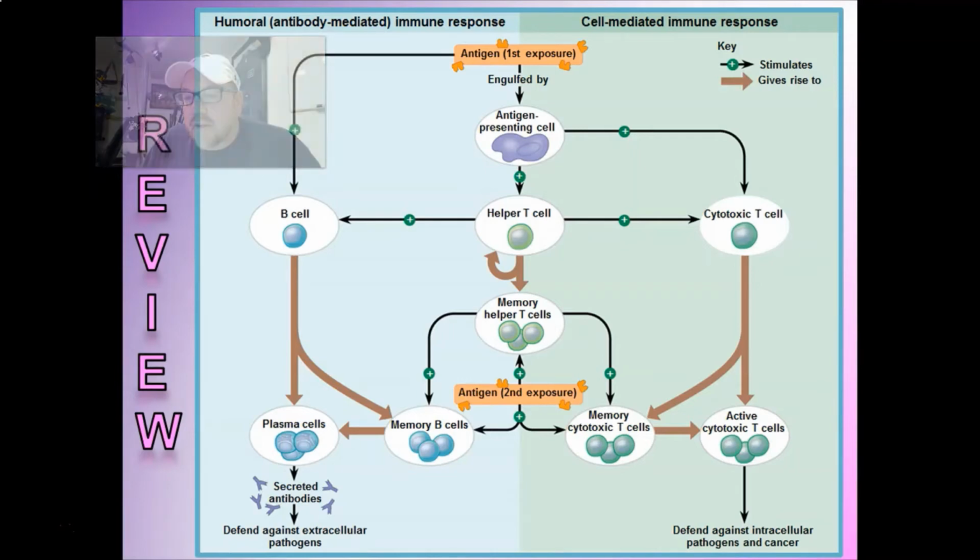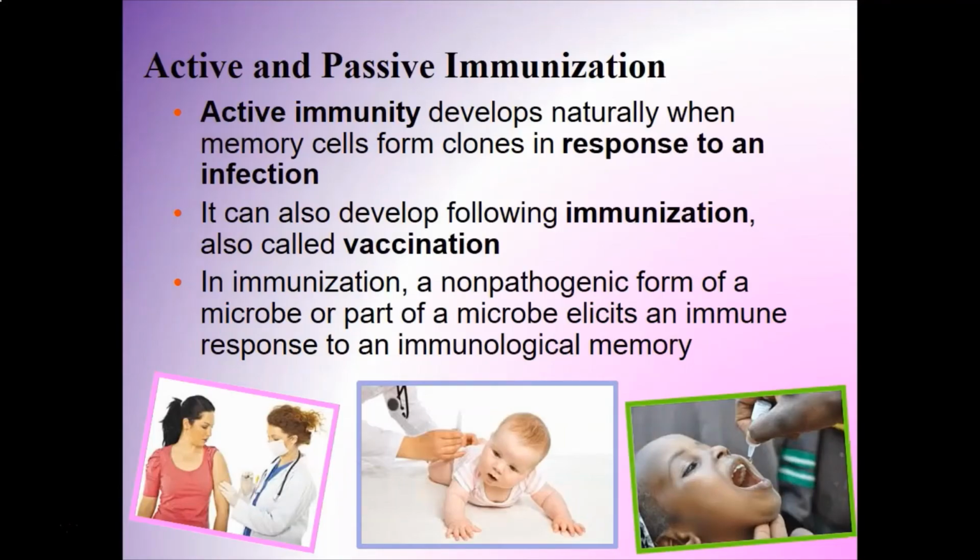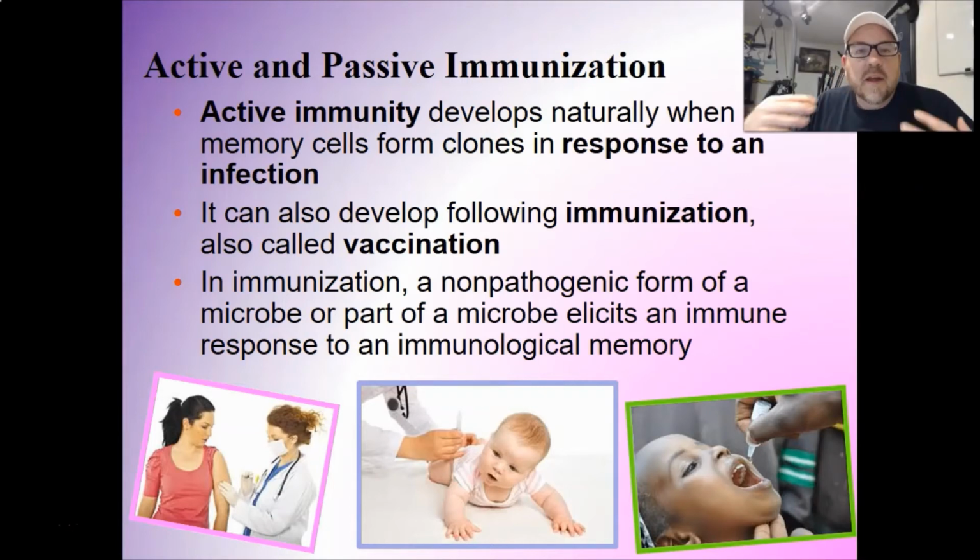Okay, let's go a bit further. Active and passive immunization. Active immunity develops naturally when memory cells form clones in response to infection. That's basically what we've been talking about today. It can also develop following immunization, also called vaccination. In immunization, a non-pathogenic form of a microbe or part of a microbe elicits an immune response and an immunological memory. So this is amazing.